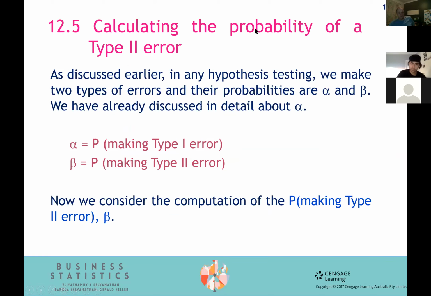Now we want to look at the probability of a type 2 error. The type 2 error is beta, and beta is 1 minus alpha. So they're always in contradiction with each other.